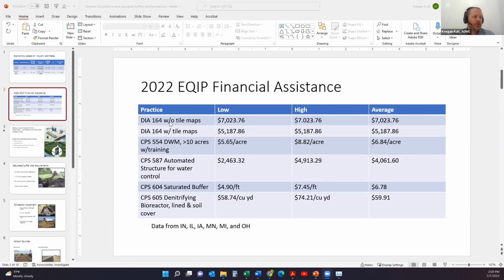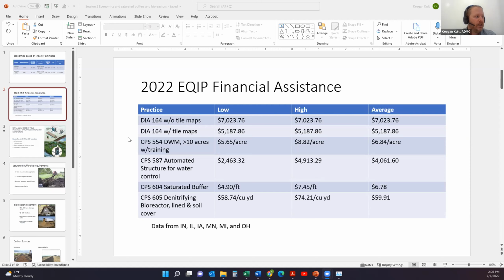Saturated buffers, if anybody's interested in those cost share amounts, they do it per foot of distribution line generally right now. So just under $5 to about $750 per foot was the range that was found. In bioreactors, there was a big range actually. We were looking at just under $60 per cubic yard, and I believe that's cubic yard of wood chip being put in place, to $74 per cubic yard.